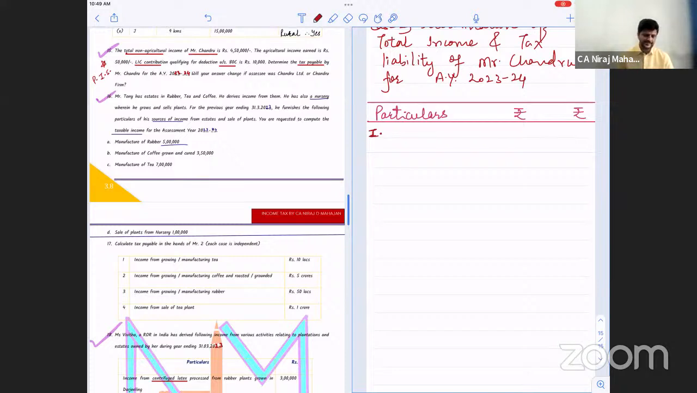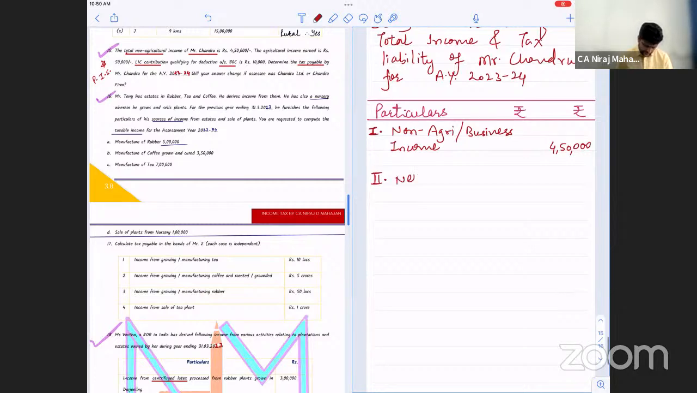Have they given us non-agri income? Yes. Okay. I'm writing, slash business income, is 4,50,000. I'm directly writing in the outer column. Fine? And the second income you have is agri income. They have given it to you directly; it is already calculated. So I'm writing net agri income, but that I'll write in the inner column. How much have you got, net agri? 50,000.